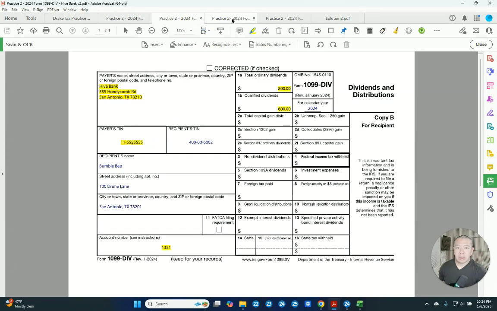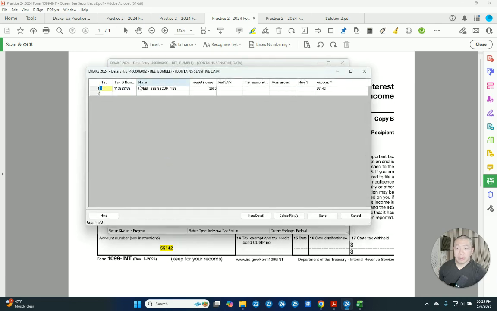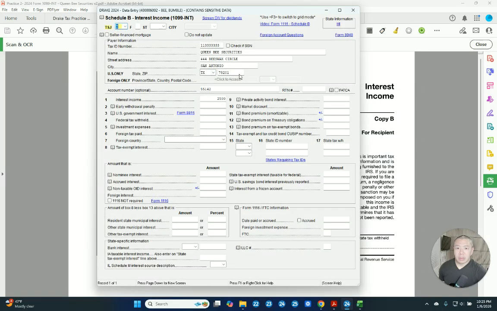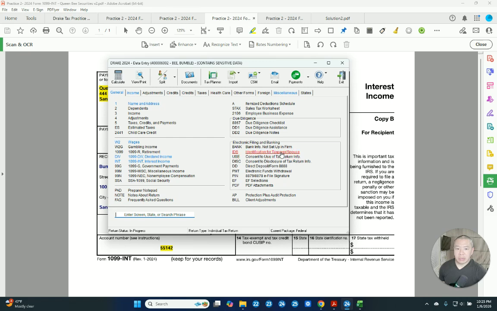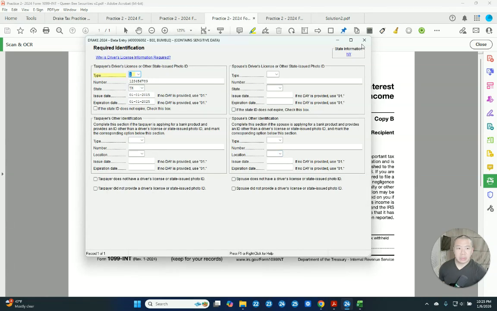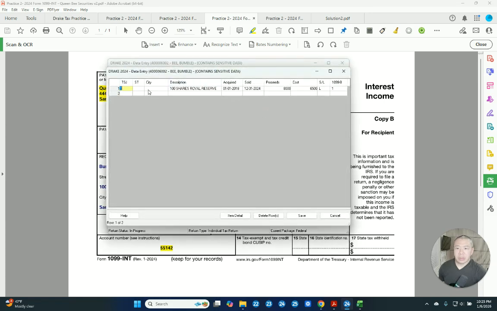There's that, and the dividend should look like this. Also the account number, ordinary, qualified. Then the interest income, $2,500, account number. The bank or the brokerage that provided the interest income. Account number is optional, but I include it in there. All right, now this is where the driver's license information, I think, is the same as the last one. So income, so capital gains.